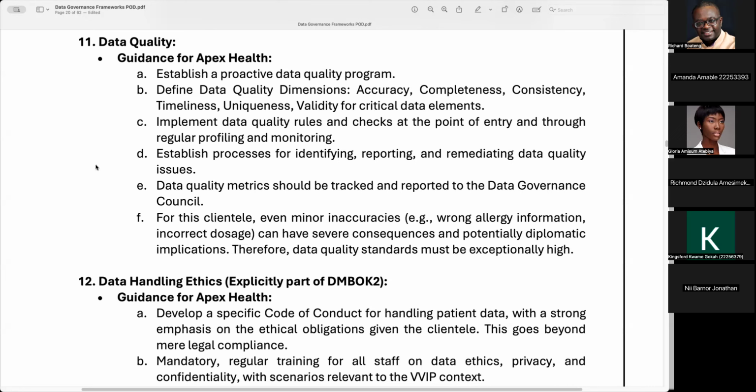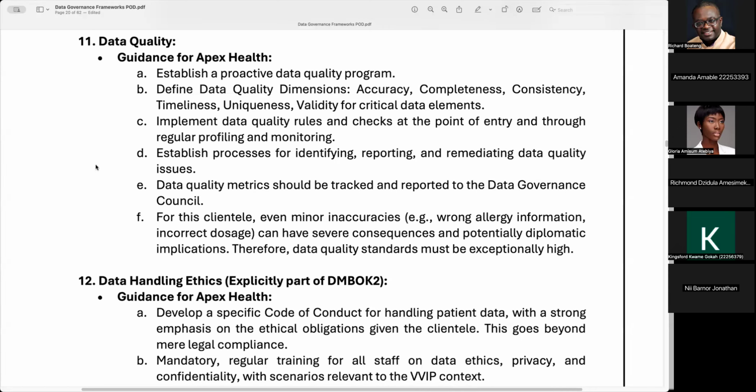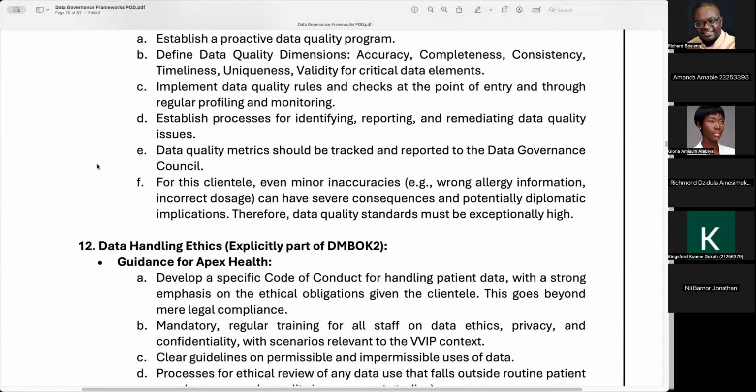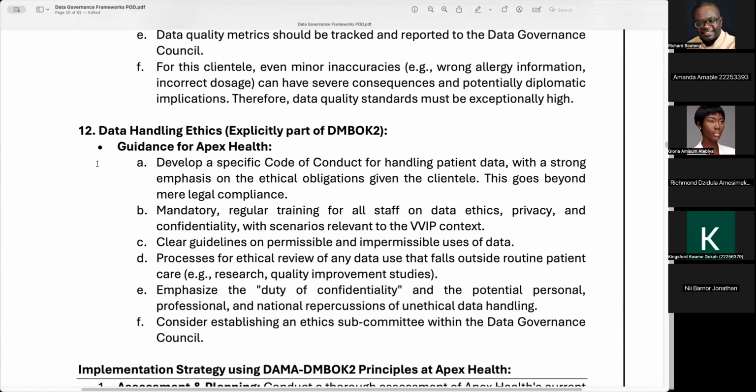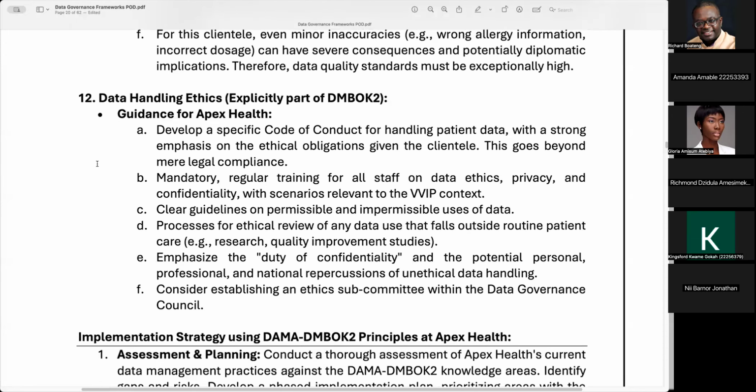Mandatory regular ethics training for all staff is required, likely with specialized intensive modules focused specifically on the VVIP context, the ethical handling of highly sensitive personal information, and the potential personal, professional, and even national repercussions of ethical lapses or breaches. Establishing an ethics subcommittee, perhaps as part of the main Data Governance Council, could provide a forum for reviewing particularly sensitive cases or policy interpretations related to ethical dilemmas.